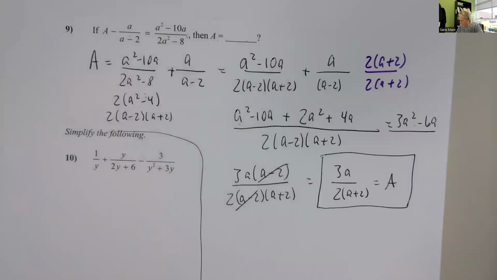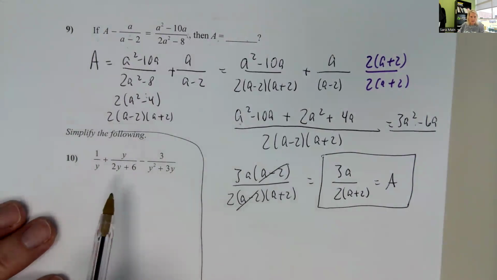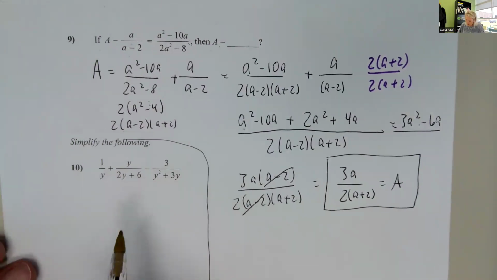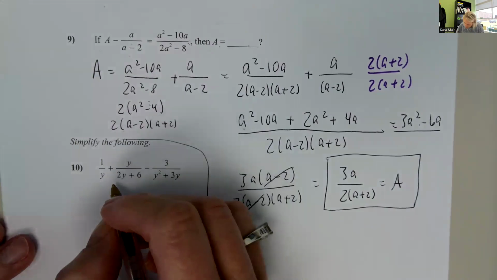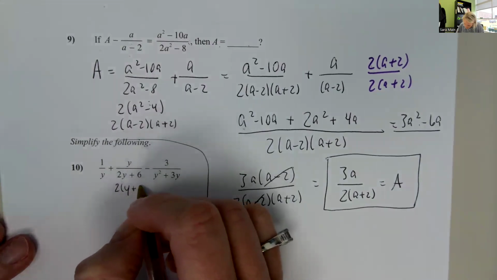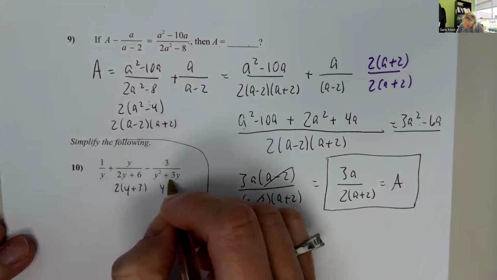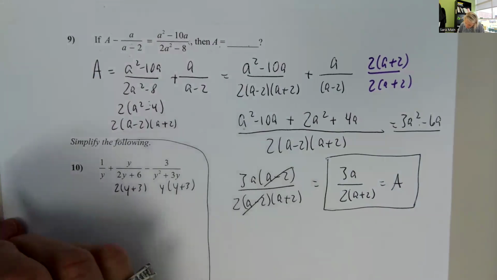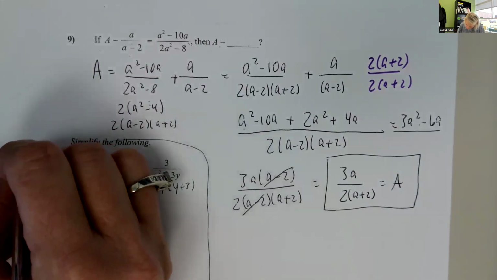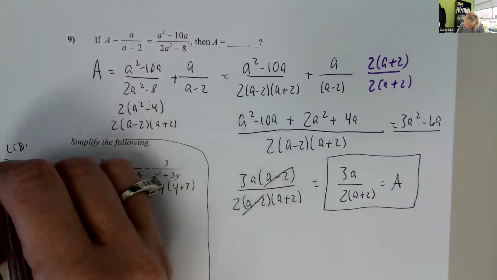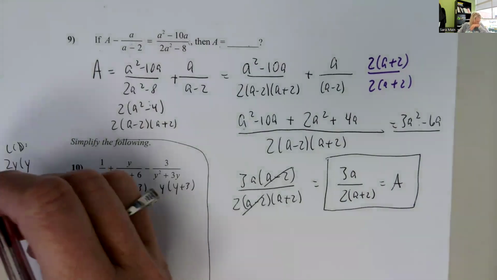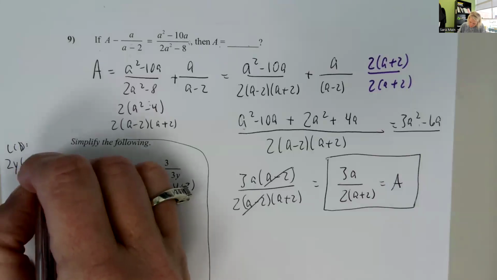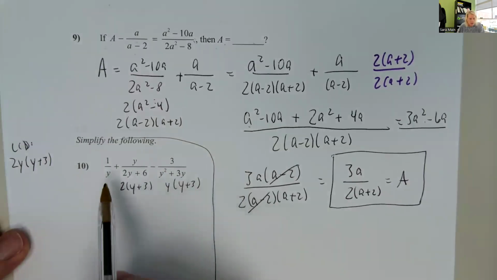That's a tricky one. Okay, number 10, simplify the following. So we're going to get a common denominator. Before I can do that, I need to factor all of these. It looks like my LCD is 2y(y plus 3). So the first fraction is missing the 2 and the y plus 3.